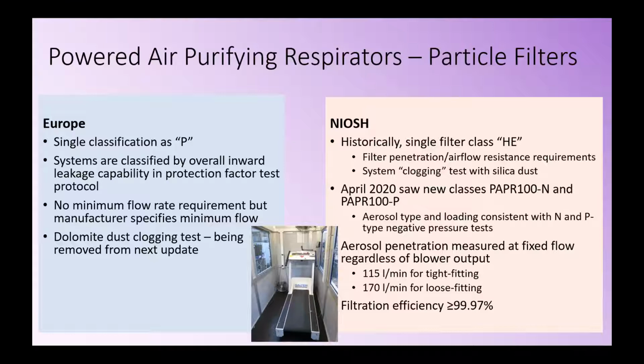Oddly, the aerosol penetration and subsequent gas testing as well, where it applies, is measured at a fixed flow rate, no matter what the blower gives as an output. The same flow rate is always used for testing, which I guess may be a problem as technology advances. Filtration efficiency requirements are all at the highest level, 99.97% efficiency, and they're tested with oil aerosol for the HE class, and sodium chloride or oil for the N and P types.